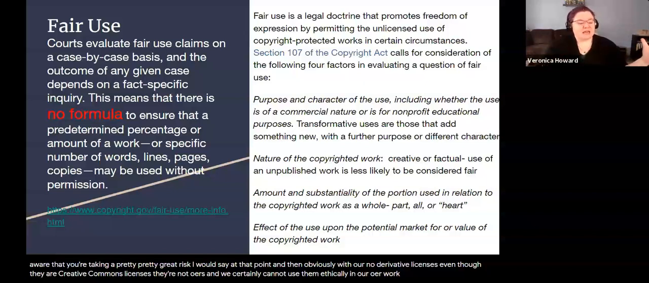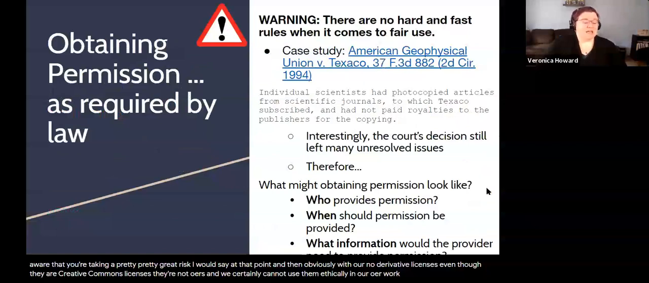And then they also look at what effect your reuse could have on the potential market or value for the copyright. Now, I can all day long as a professor say, you know what, I'm going to give this textbook to my students for free because I just happen to have a copy. Don't ask me how I got it. But if I'm depriving the copyright holder of $100,000 every semester from that book, I am definitely having a huge impact on the potential market value. And I probably shouldn't do that, right? I'm not going to have a leg to stand on under fair use. So just get permission.